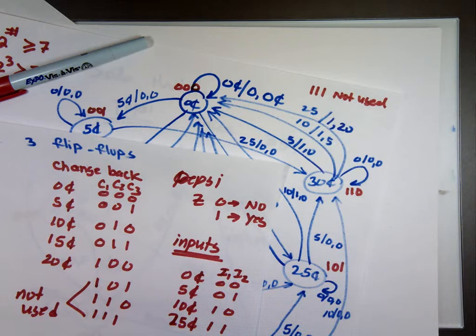That's 35. 0, 0, 0. No change back, but candy. 20, you put 25 cents. Is that 45? 20, 25, 45. So you get 10 cents back. 0, 0, 0. Give them 10 cents back. 10 cents is 0, 1, 0. And give them a candy.